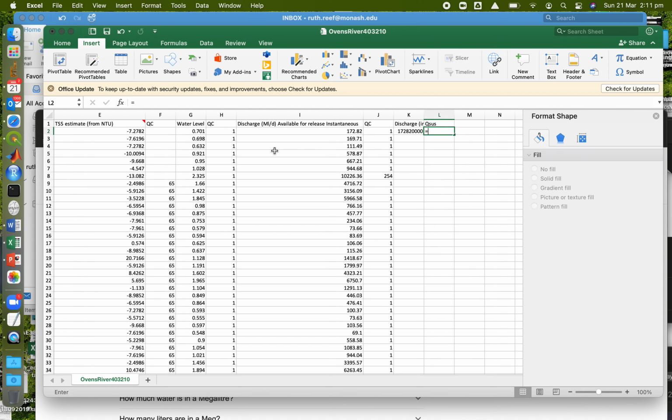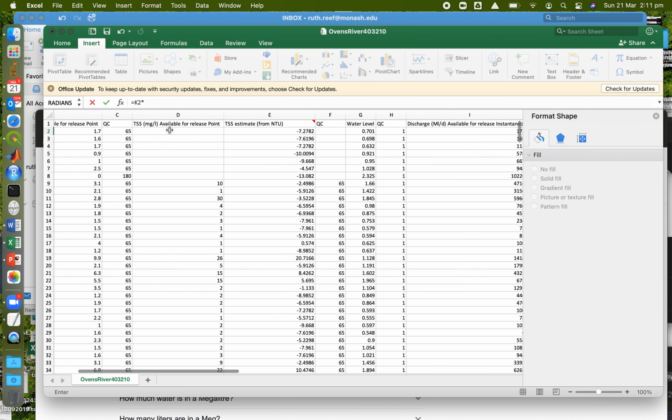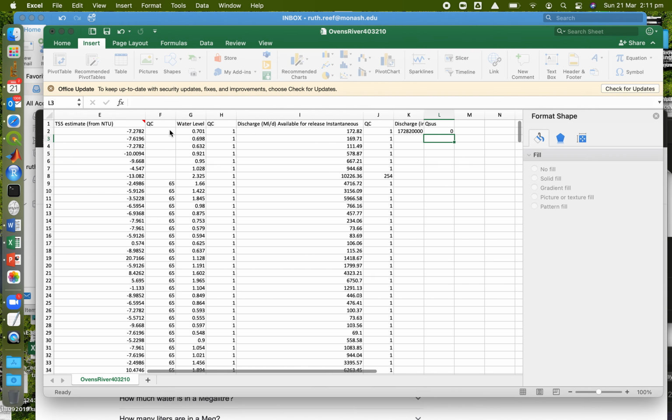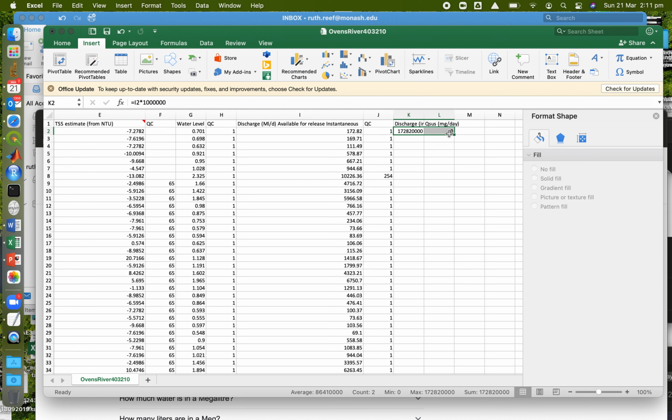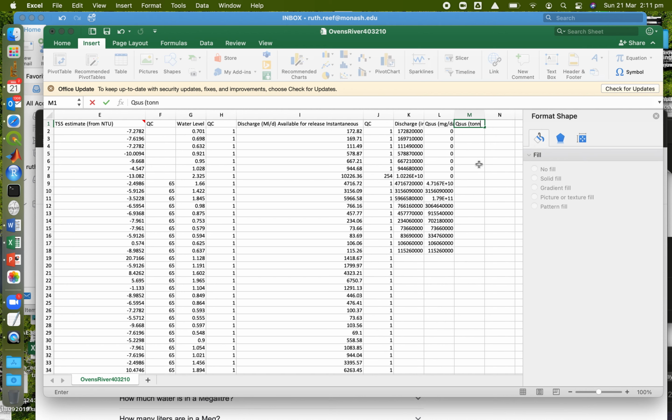QSUS is this discharge in liters times the TSS that we measured. In this case, we didn't measure anything. And the values we have now are milligrams per day. Milligrams is a tiny amount when we think about sediments. I'm going to drag this down a bit and you'll see what I mean. So, of course, we're not going to talk in milligrams from an entire river. We'll talk in tons. So QSUS tons per day.